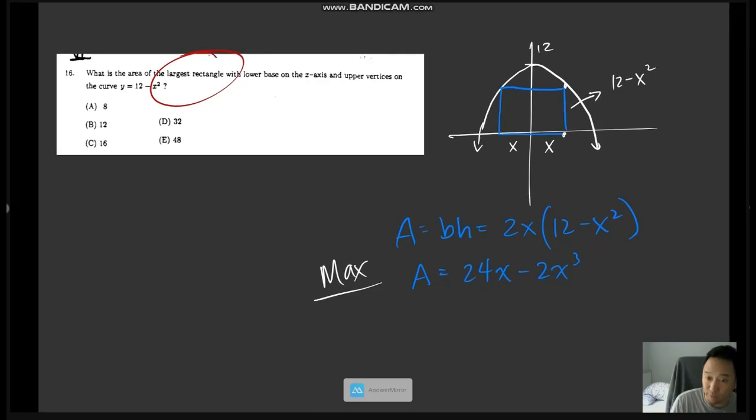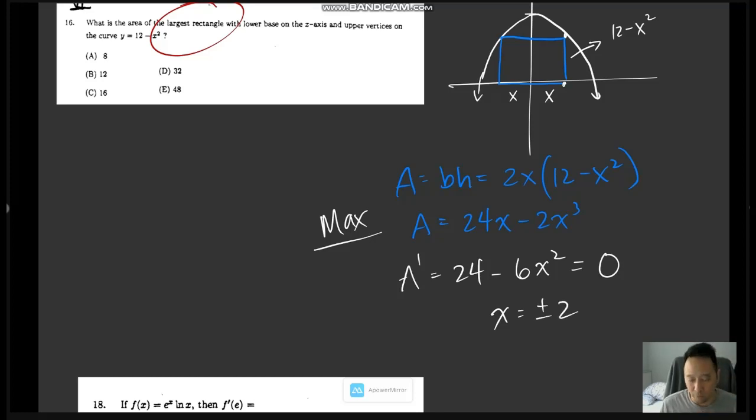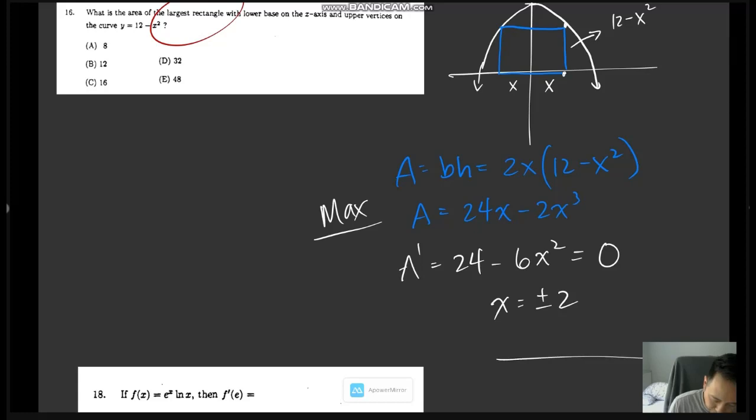So I need to take the derivative. A prime is going to be 24 minus 6x squared. When I set it equal to 0 to look for my critical numbers, the x value here would be plus or minus 2. The maximum is going to occur when x equals 2. This is where my maximum occurs. If you did a first derivative test, you'd have plus, minus, something like that.